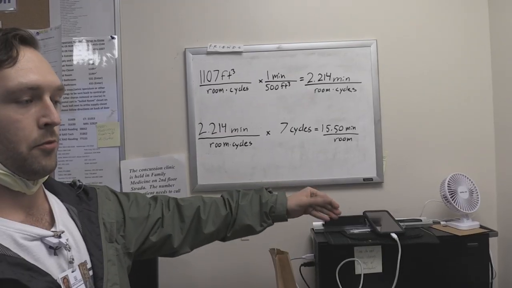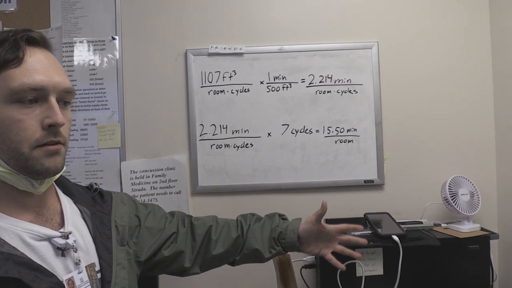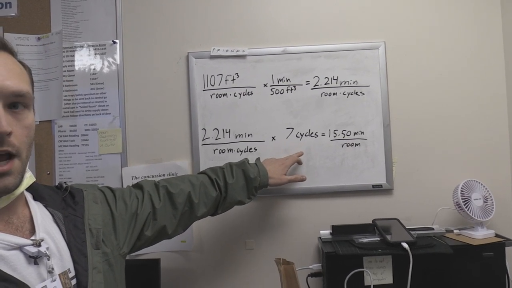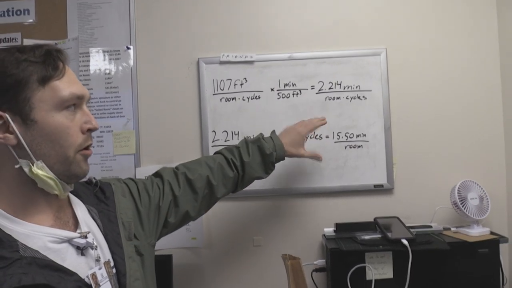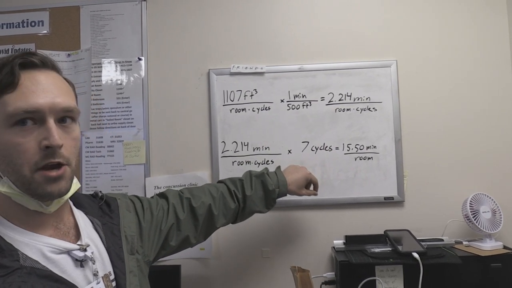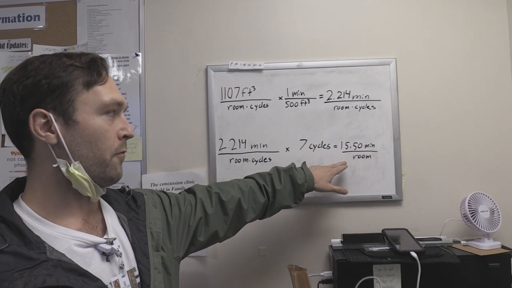But the manufacturer recommends for these filters to get a 99% clean rate, they recommend 7 cycles. And so based on our air exchange per minute and the 7 cycles the manufacturer recommends, we're going to need to keep that HEPA filter attached to that room for about 15 and a half minutes.